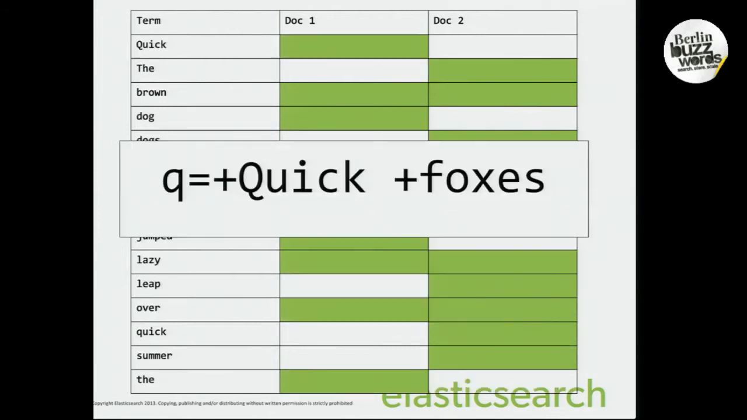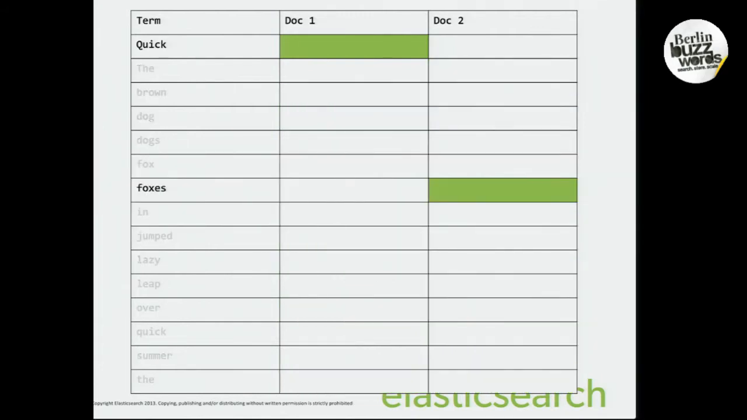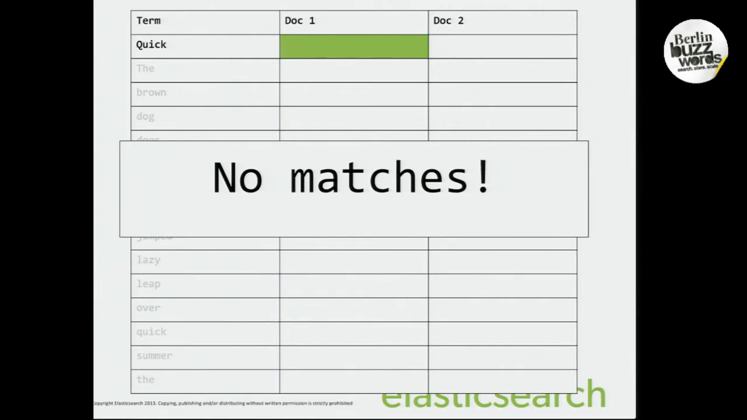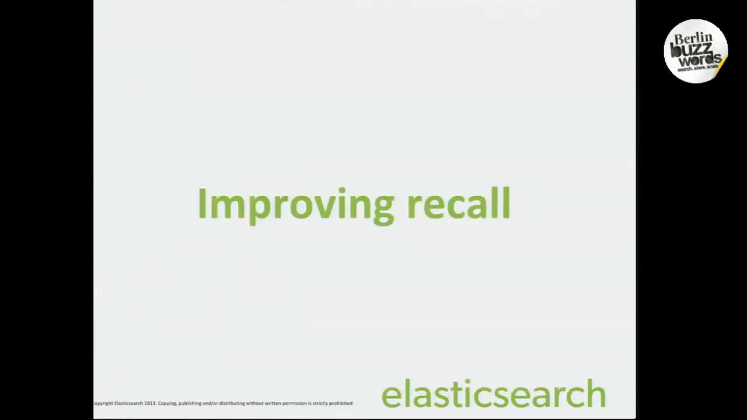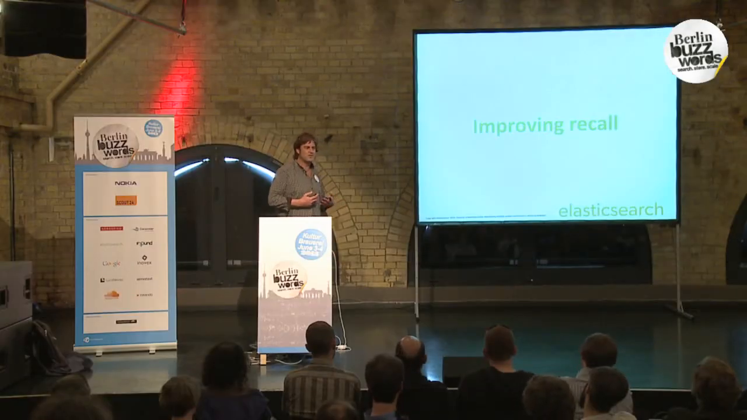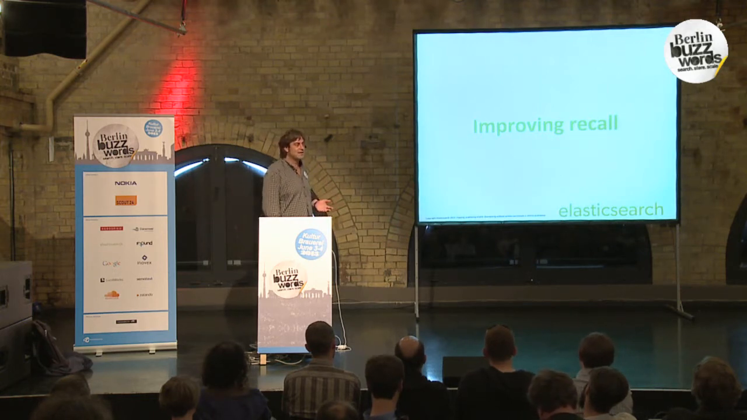relevant. Cool. But now this search, which says you must have quick and you must have foxes, gives us no matches because we have quick in one document and foxes in the other document. No document contains both. But that doesn't seem right. Both of those documents look pretty related. So we need to improve how we are indexing these terms so that we can improve recall.